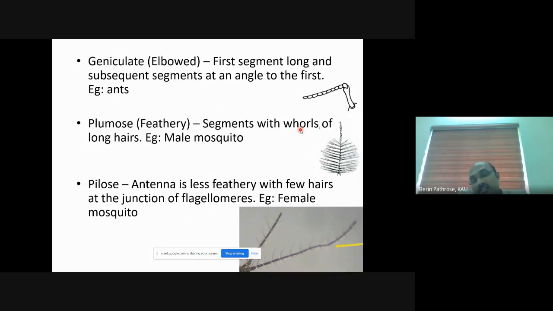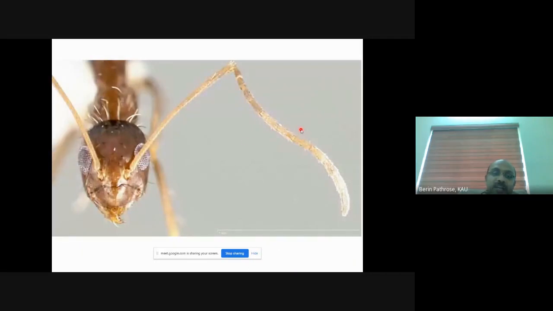Then we will see geniculate antenna. It is also called elbowed antenna. This is usually seen in ants. This is the head of an ant. If you observe the antenna of an ant, you can see that the basal segment, that is the scape, is extremely elongate in nature, and this is the pedicel, and the flagellar segments are at an angle to the scape. You can see the angle.